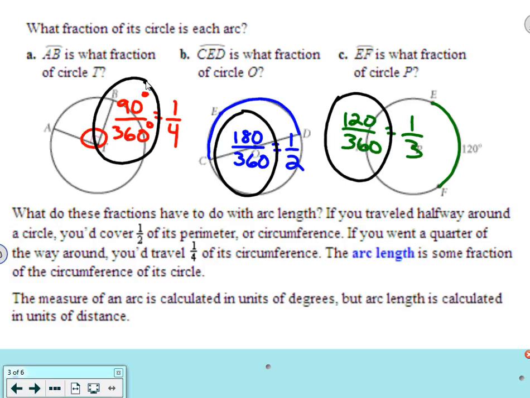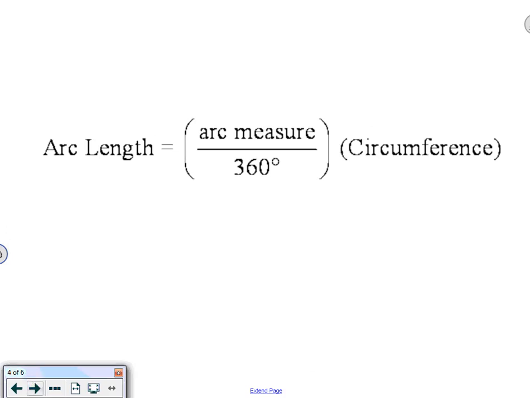So we can get the arc length formula by taking the arc measure over the whole circle, which is 360, and then multiplying that by the circumference of the whole circle. So now you know where this formula comes from. To use it, all you need to do is substitute in arc measure and circumference.